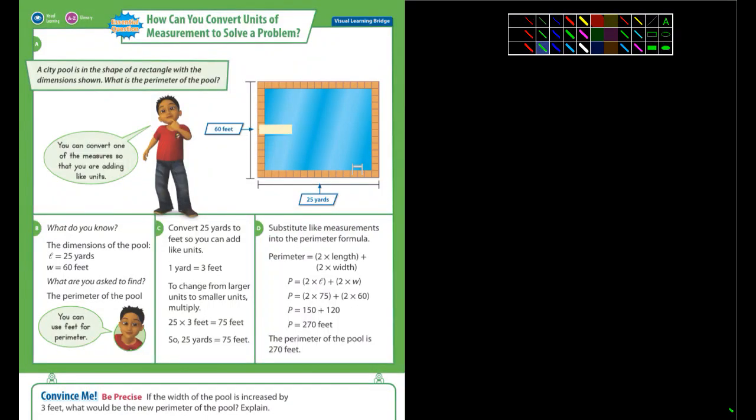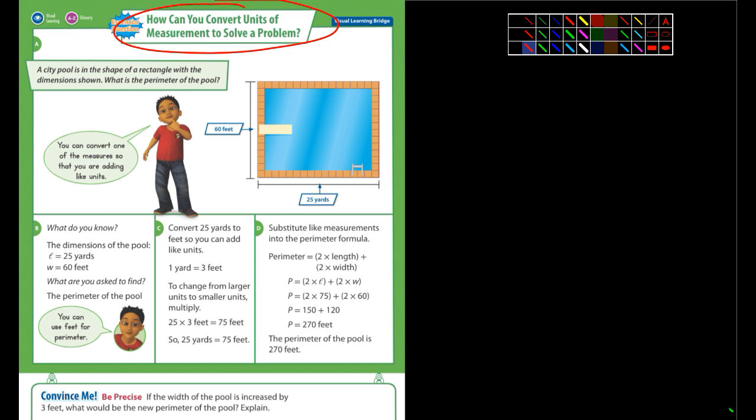We're starting 12:8. And what is this titled here? It looks like it's titled, How Can You Convert Units of Measurement to Solve a Problem? So the first example they give us, it's on page 518.